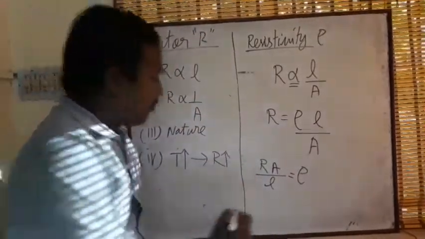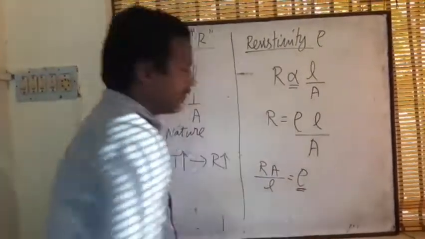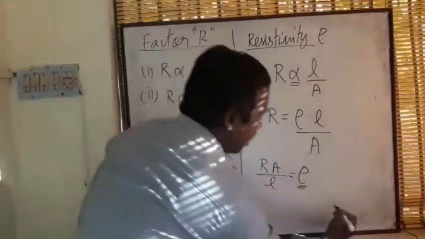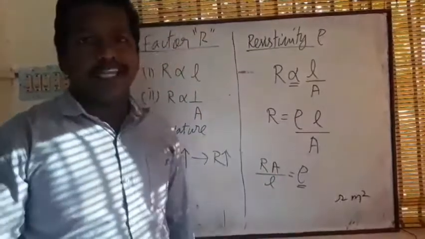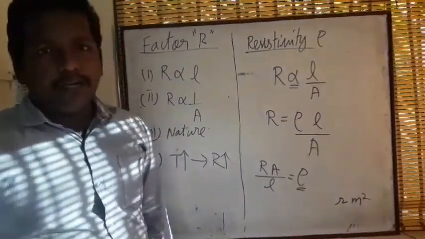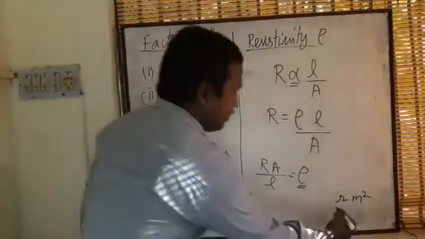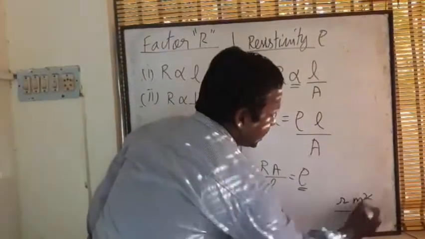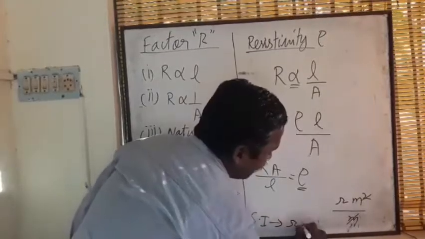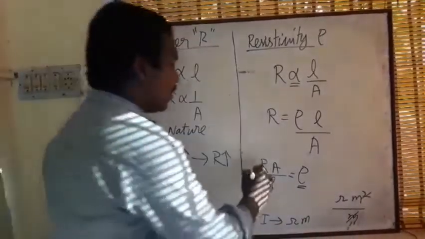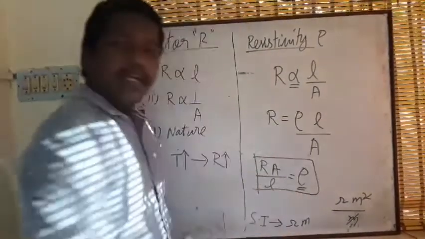I am going to calculate the SI unit of resistivity. The SI unit of R is ohm. Area is meter square, because length into breadth gives area: meter into meter is meter square. Divided by meter, it gets cancelled. So the SI unit of resistivity is ohm meter. The formula of rho is R A by L.